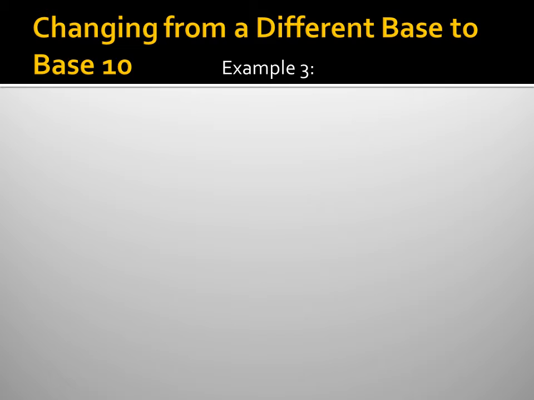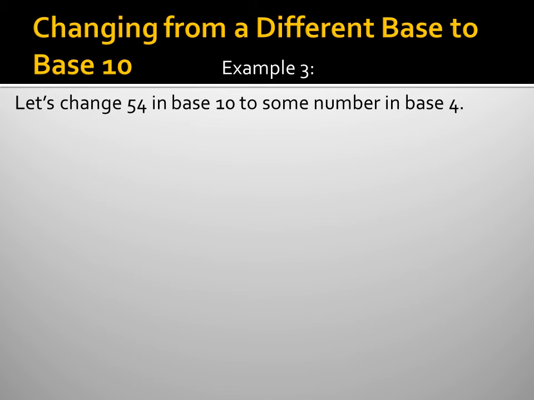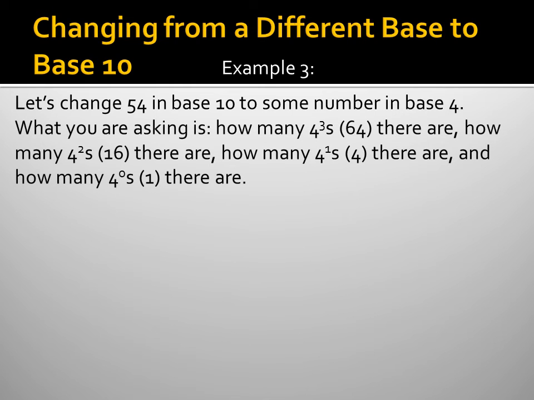Okay, let's do this in the other direction now. Let's change 54 in base 10 to some number in base 4. Now you've already seen this, you know what the answer is, but let me show you how we find this answer. What you're asking is, how many 4 cubes, or the number 64, because 4 cubed, 4 times 4 times 4 is 64. So how many 4 cubes, or 64, there are, how many 4 squareds, or 16, there are, how many 4 to the first powers, or 4, there are, and how many 4 to the 0 powers, or 1, there are. That's what you're really asking here. Well, to do this, we're going to follow these steps.